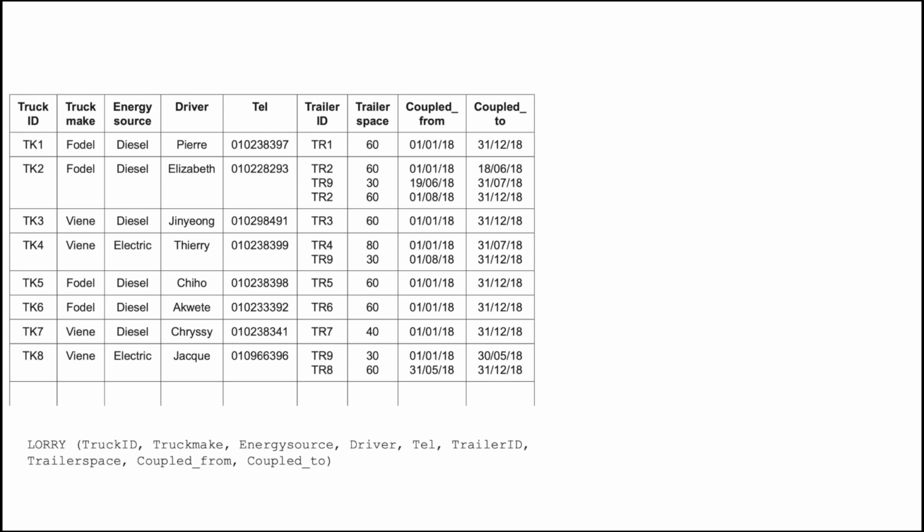So right here, we clearly have a few entities. We have a truck, we have a driver, we have trailers. So let's start with the truck. For truck, we're going to have an ID, and it looks like that's unique for every truck. We're going to have a make. We're going to have an energy source.